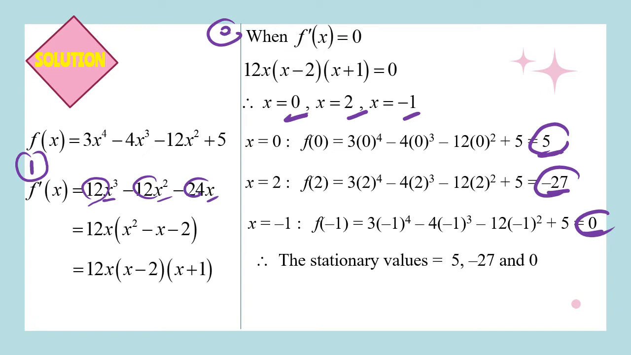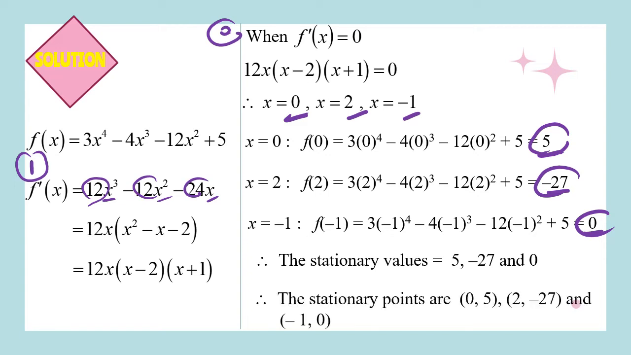And then the next question is to find the critical points. So we have to write down in point form. So what we get is, for x equal to 0, the y is equal to 5, right? So the points will be (0, 5), (2, negative 27), and (negative 1, 0). So these are the two questions they asked in the example. What is the third question? To state the nature of the points.